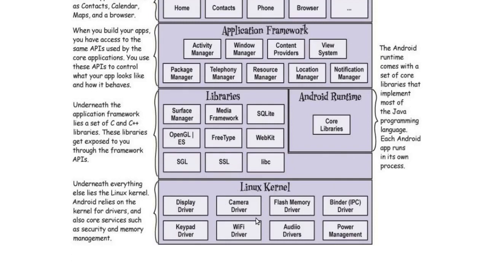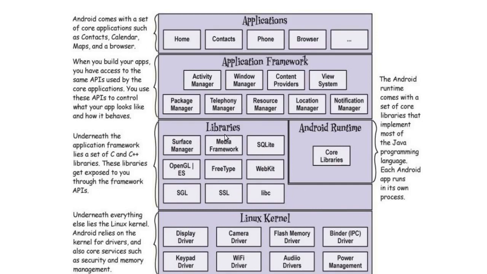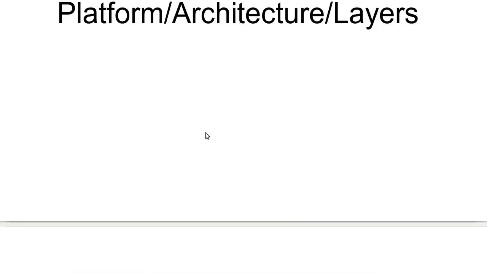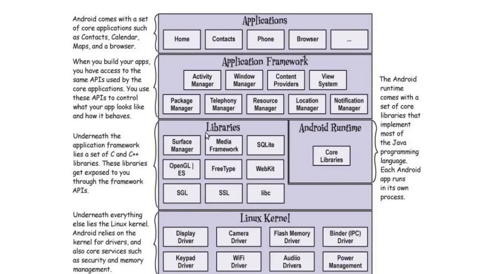which is needed for security and memory management. Then we need some libraries written in C++, and we can access these libraries using our application framework. On the top we have the applications that are by default available to the user, like the calendar and the maps. And we have the Android runtime for each and every application, and for this we have the core libraries already written in the Java language. So that is the architecture, or the platform, or the layers of the Android operating system.